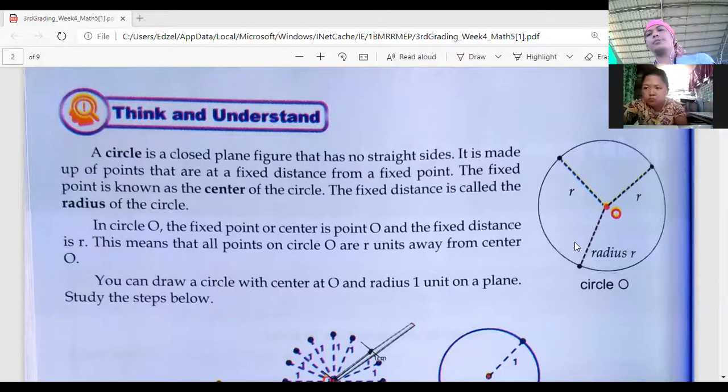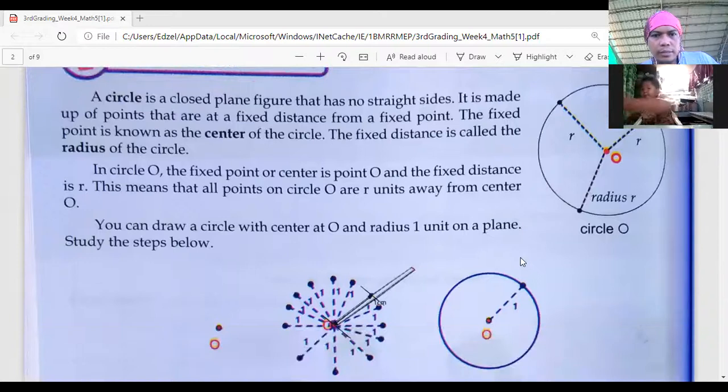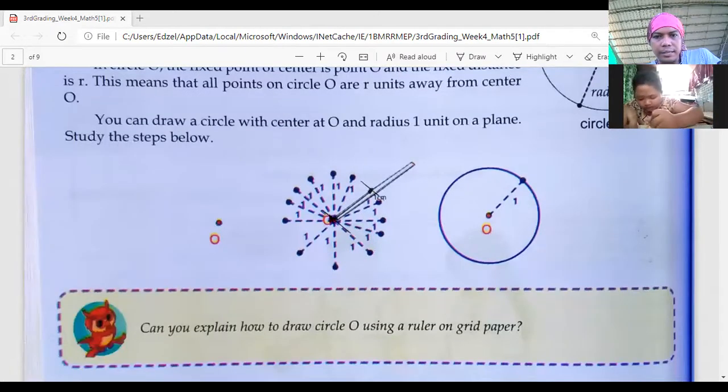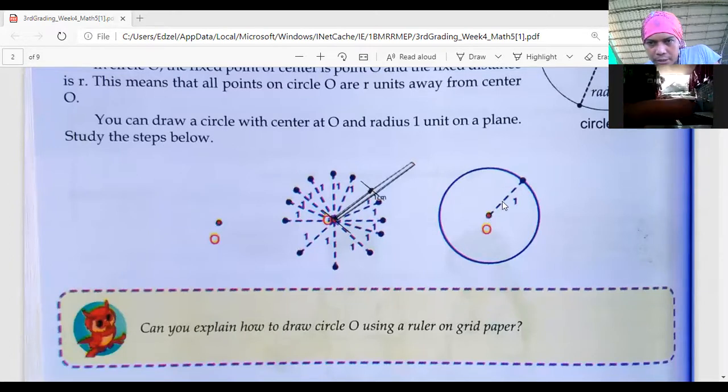So in our illustration here, we have circle O, which is the fixed point rather. And when you travel from it to the edge of the circle, we call that the radius. And then you can draw a circle with center O and radius 1 unit of the plane. So if you try to study this, from this center going to the edge of the circle.